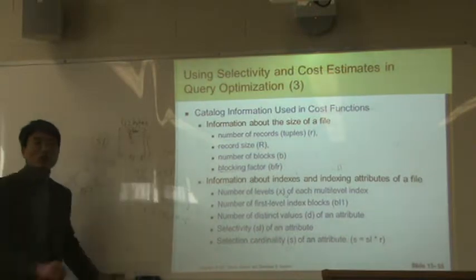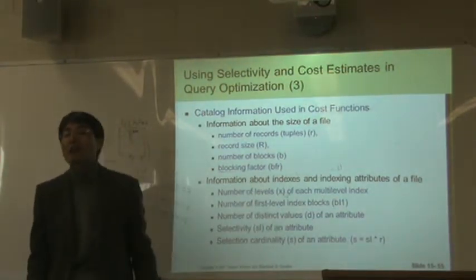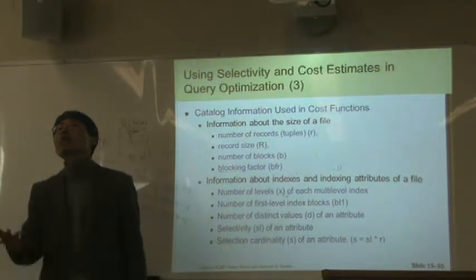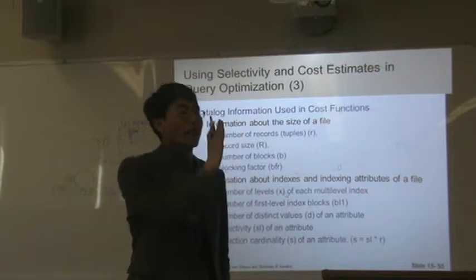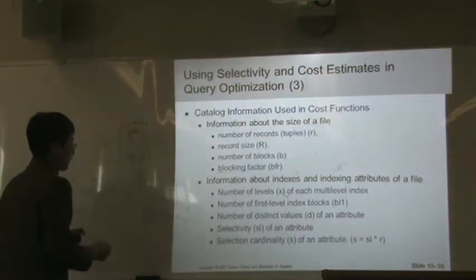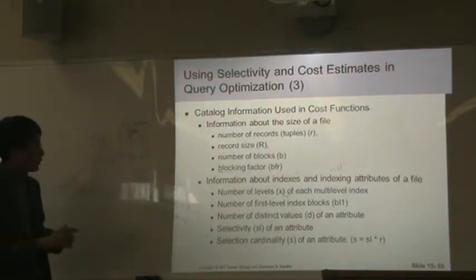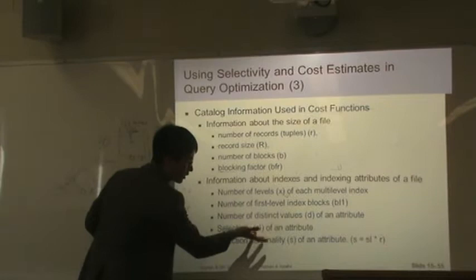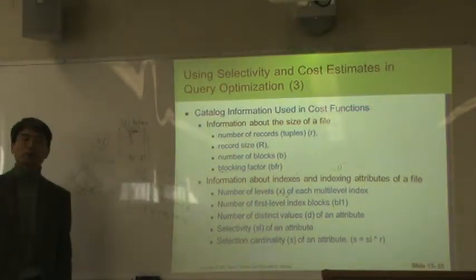Somebody may be curious. Why do you need to multiply this one? Because all of this information is based on what? Sampling base. Not counting each and every case. Okay, we will see later during the exercise. So this is based on the sampling, so we need to guess, such as selectivity and selection cardinality. Why is this one important?